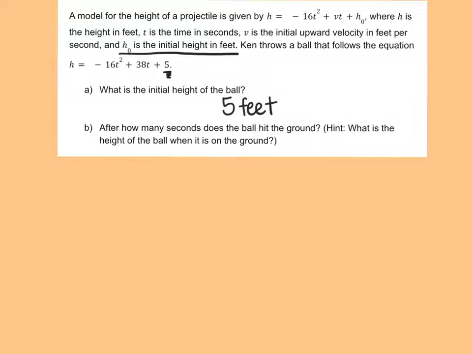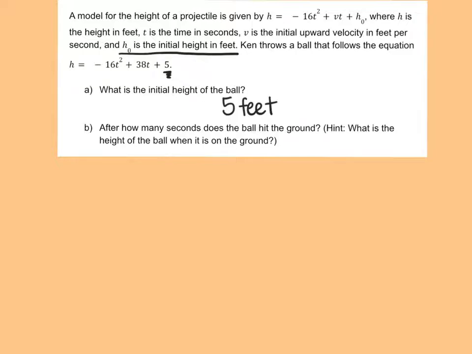Okay, so then B, after how many seconds does the ball hit the ground? Hint, what is the height of the ball when it is on the ground? So when the ball has reached all the way down to the ground, what is its height? Is it any feet off the ground or no feet off the ground? Once it hits the ground, it has no height. It's at 0. So we're looking to see when is the height 0.